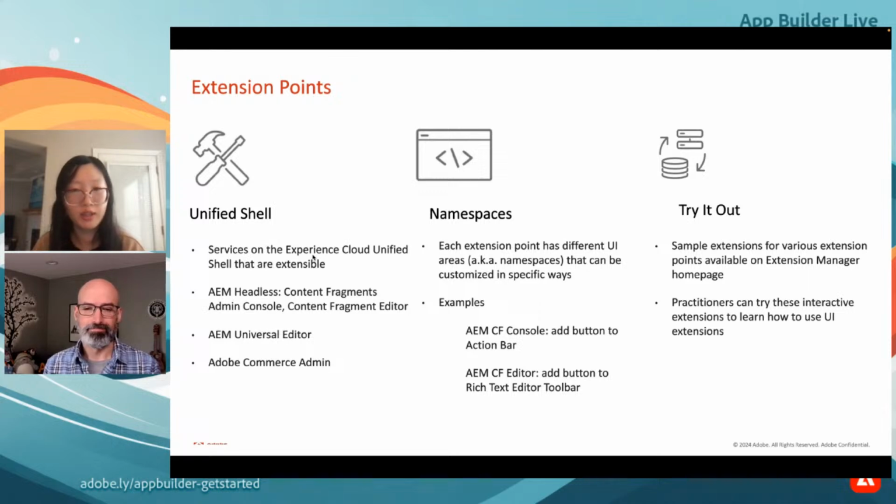Yeah, so each extension point has different UI areas, which are also known as namespaces, that can be customized in specific ways. So for example, in the AEM Content Fragments console, when you select content fragments, there's an action bar that appears at the top, and it's possible to, for example, add a custom button to it. We have sample extensions for various extension points available on the Extension Manager homepage if practitioners want to try them out to learn how to use UI extensions.